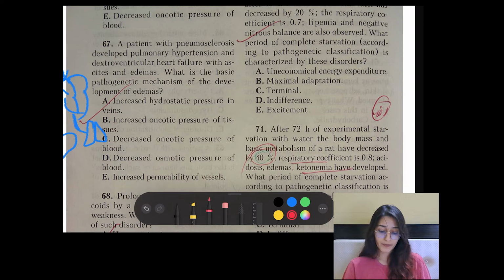Now when there is pulmonary hypertension, there will be right ventricular hypertrophy, so much that it will become so bad that there will be heart failure of the right side of the heart. Now the heart cannot pump blood, so there will be increased blood in the venous circulation. Now when there is increased blood in the venous circulation, it will lead to increased hydrostatic pressure in the veins. Simple as that.